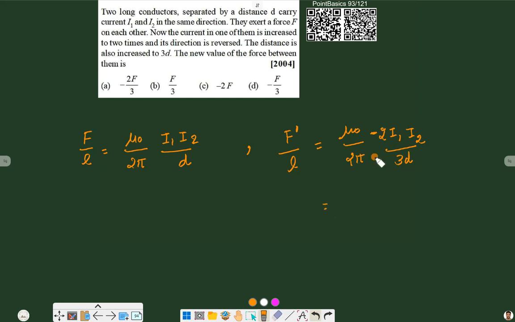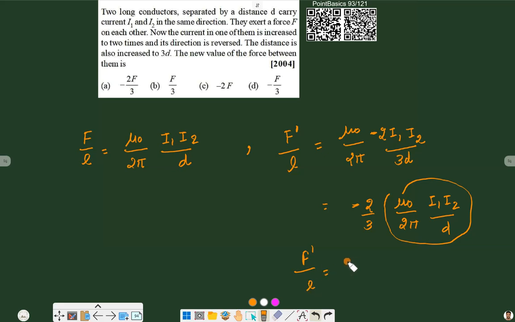So now we can write it like this: minus 2 by 3 mu naught by 2 pi I1 I2 by D, and this part is equal to F by L. So our new force per unit length is equal to minus 2 by 3 times the old force per unit length, that matches with option A.